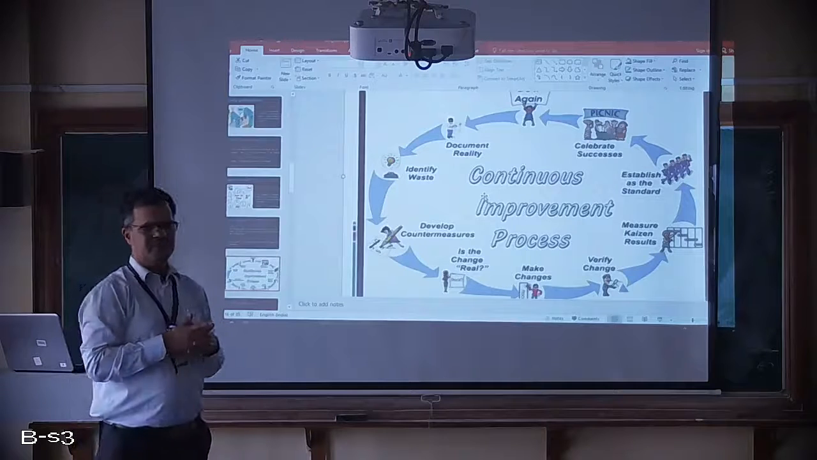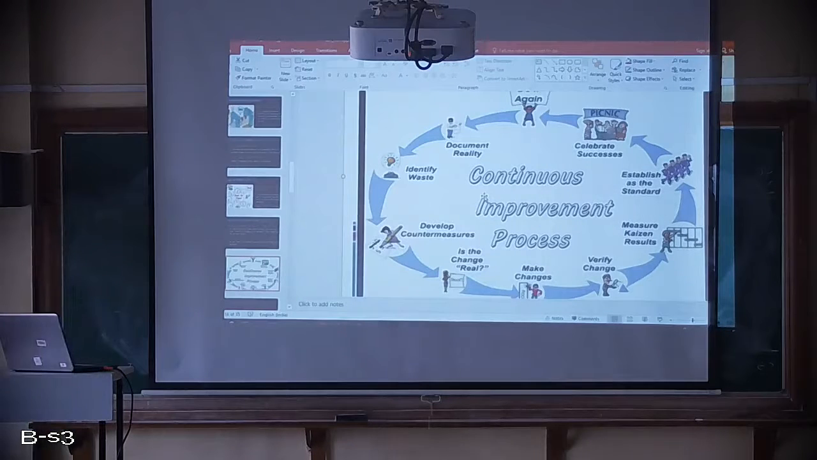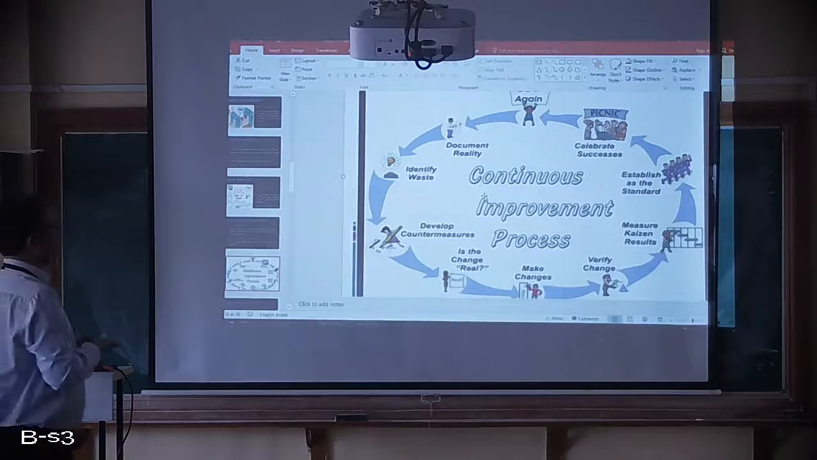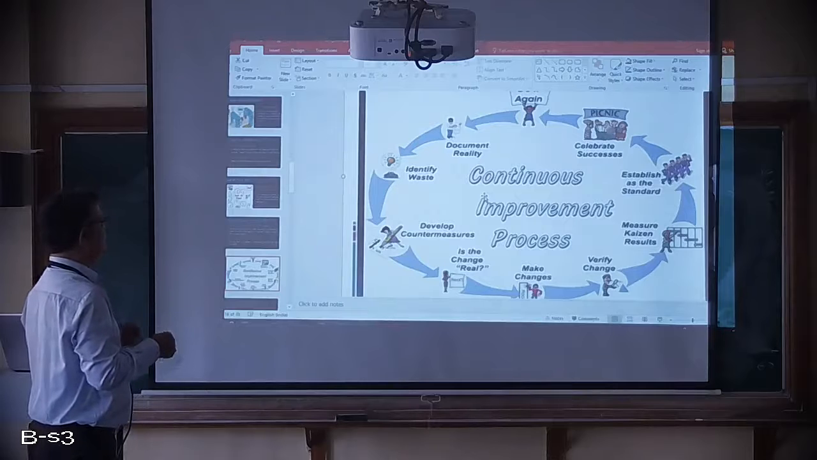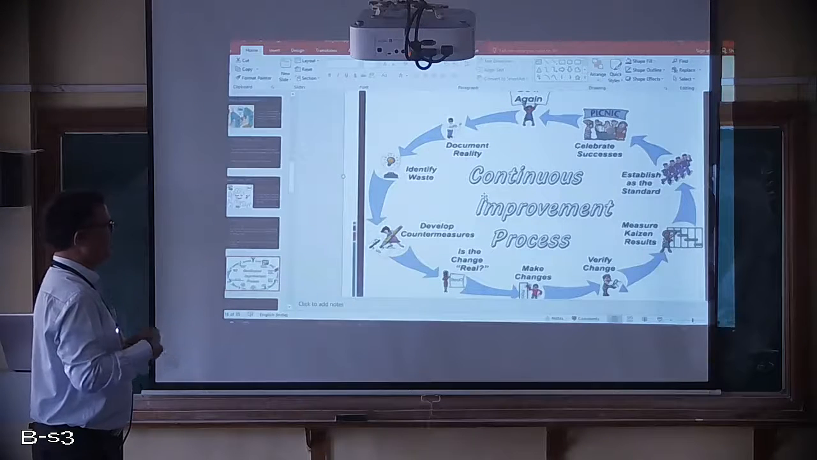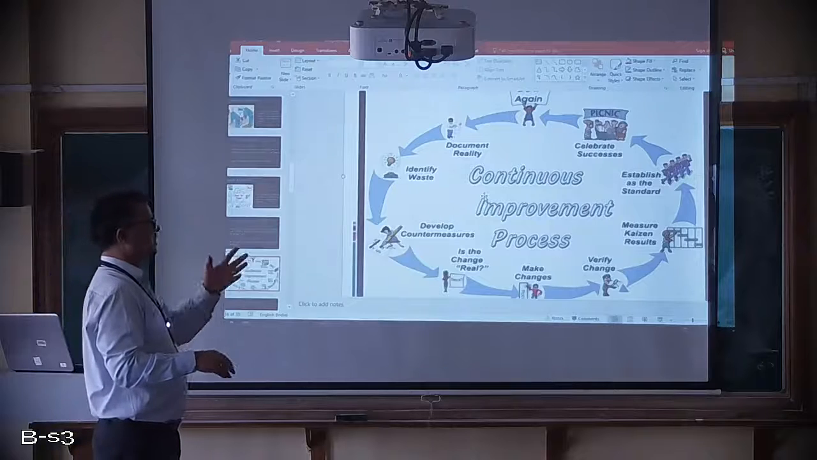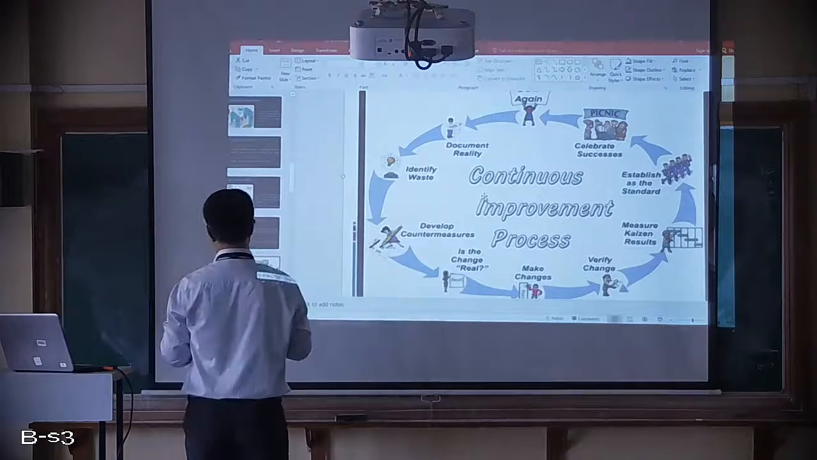One more term for continuous improvement is Kaizen, a Japanese term. Start from documenting, identifying the waste, developing the countermeasure, finding the change, making changes, verifying it, measuring results, and setting it as a standard. That's how they do continuous improvement.